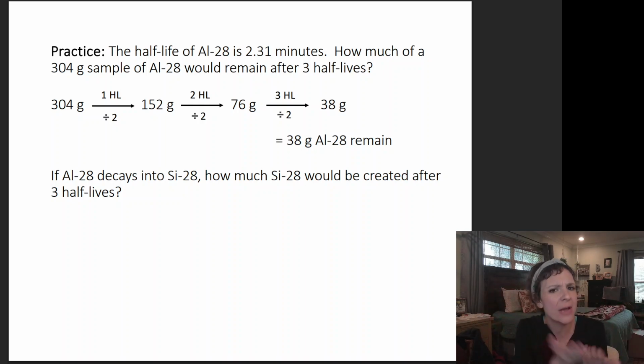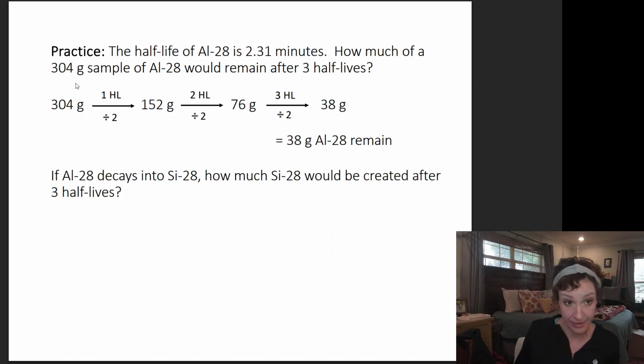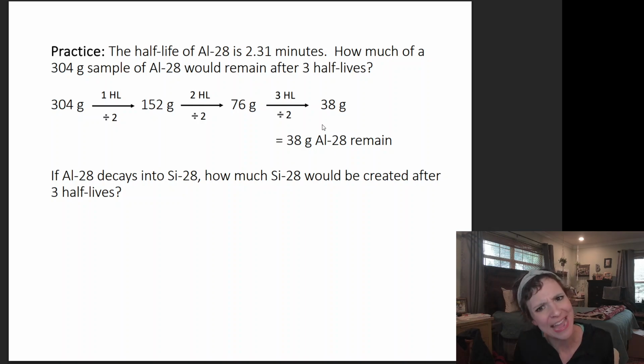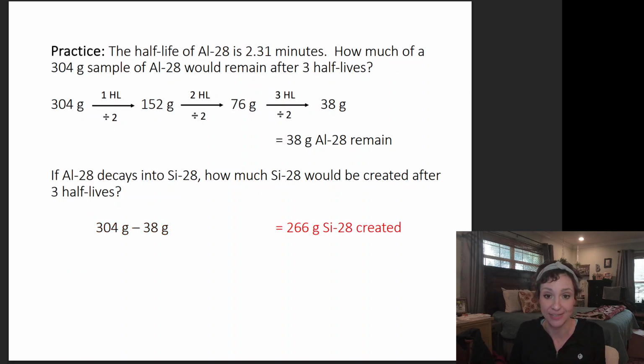I could also extend this and say if aluminum-28 decays into silicon-28 by this process, how much of the silicon-28 would be created after 3 half-lives? Well, this is going to turn into silicon-28 in some amount. We knew after 3 half-lives out of the original starting 304, we now only have 38 grams left. So the difference between 304 and 38 is what we have produced of silicon-28. That's what has turned into it, okay? So that's 266 grams, okay?